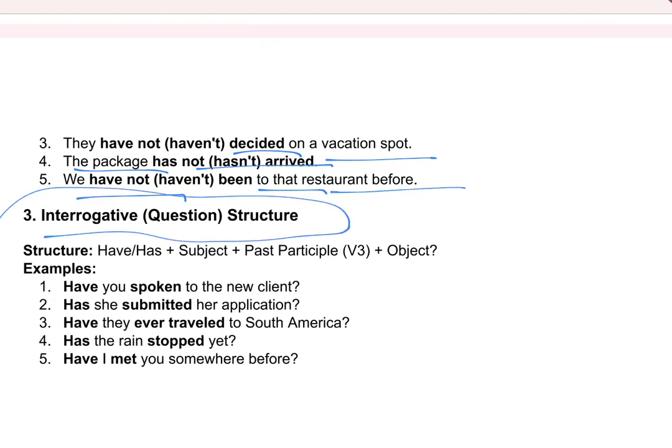Interrogative means question structure. Have or has plus subject plus past participle verb plus object. Okay, have you spoken to the new client? Second, has she submitted her application? Have they ever traveled to South America? Has the rain stopped yet? Have I met you somewhere before?